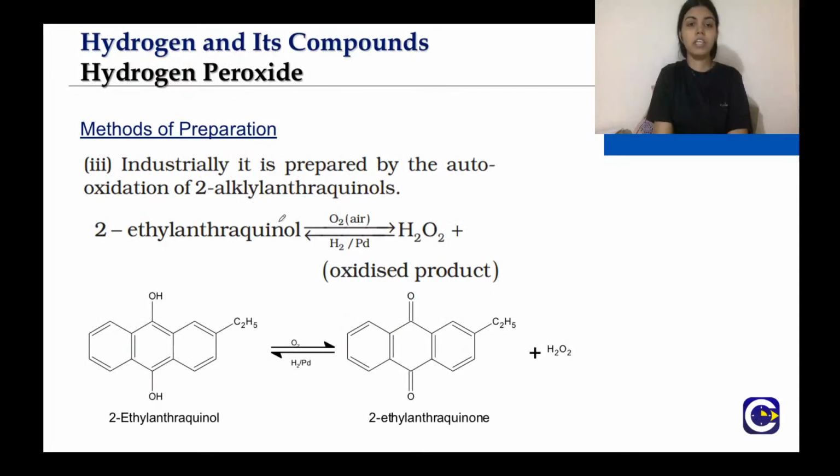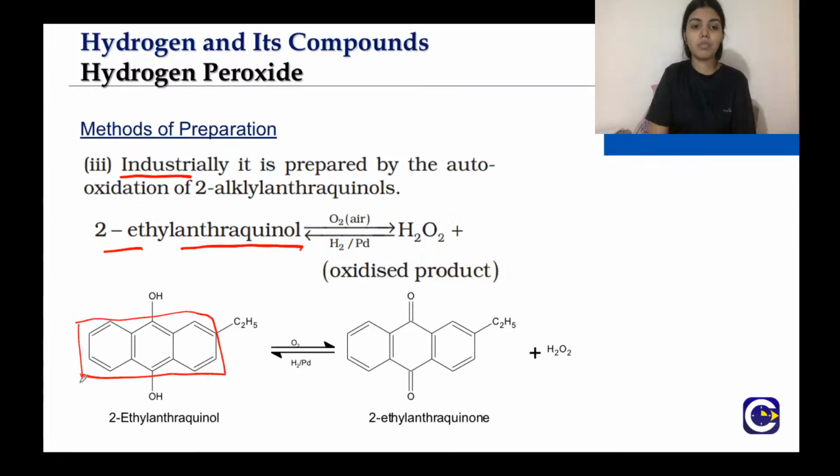Now industrially, particularly in large amounts, how will you prepare H2O2, right? Because for industrial use we prepare it in a large amount. So 2-ethyl anthraquinol, right? This particular structure of 3 benzene rings attached to each other is known as anthracene, and then 2 OH groups make it anthraquinol, and the second position will have an ethyl group, right?